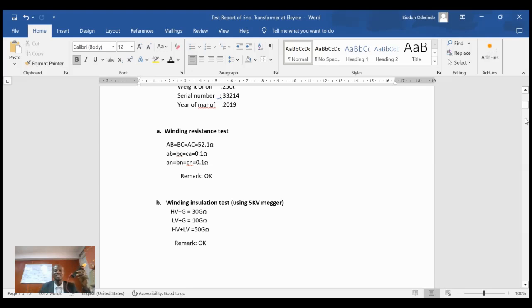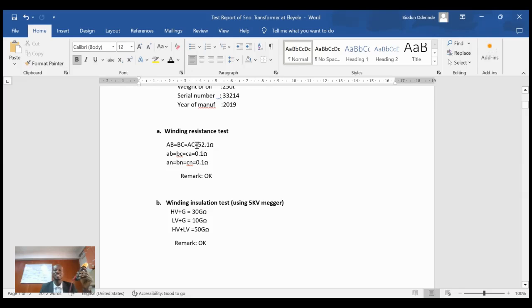So we check the resistance between red and yellow, between yellow and blue, and between red and blue. As you can see on my screen, AB, BC and AC. A is the same thing as red, B is the same thing as yellow, C is the same thing as blue. So AB is red and yellow, BC is yellow and blue, and AC is red and blue.